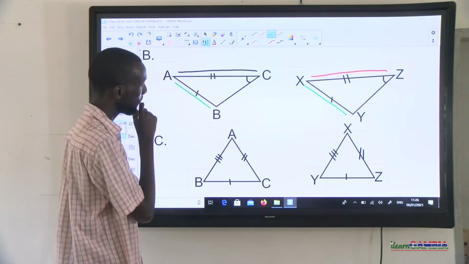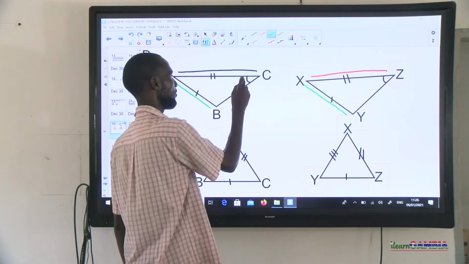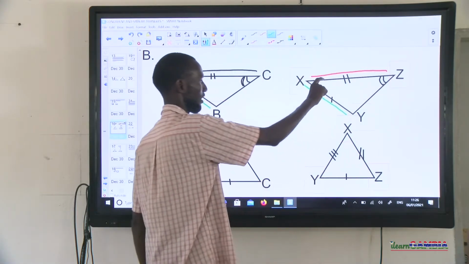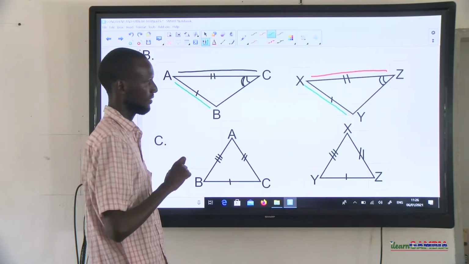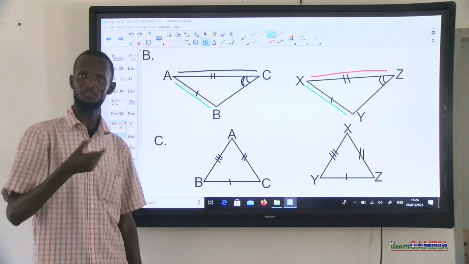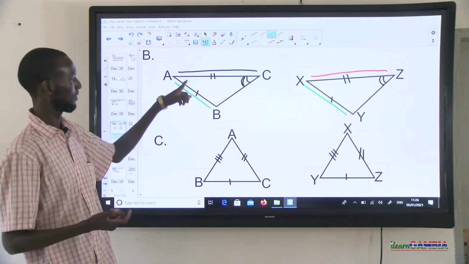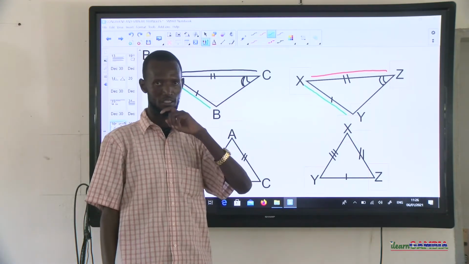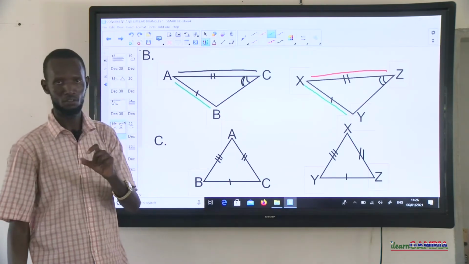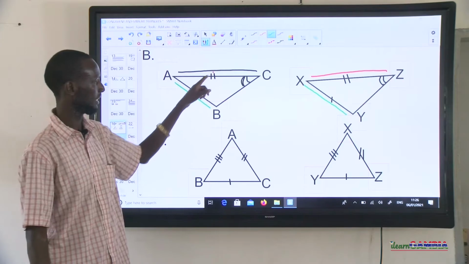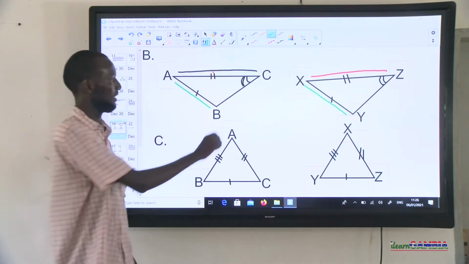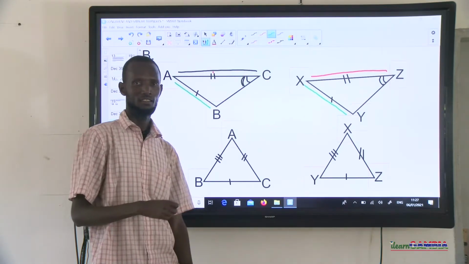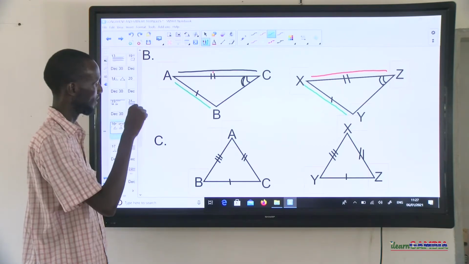But the angle we are shown, does it lie between those two equal sides? This angle here and this angle here. Does it lie between those two corresponding equal sides? Now, clearly, it does not. Okay? So therefore, we can conclude that these two triangles are not congruent. Because it does not fit the condition for congruency. So although the two sides are equal, the trouble we have there is that the indicated angle does not lie between those two corresponding equal sides. So those two triangles there are not congruent.